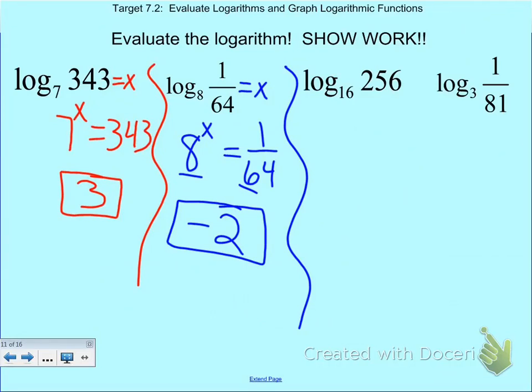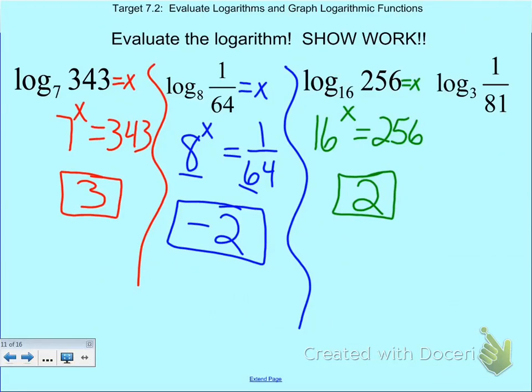Okay, next one. We have log base 16 of 256. So again, rewrite it into exponential form. 16 to the x equals 256. So 16 times 16, how many times equals 256? That's correct. It is 2 times.